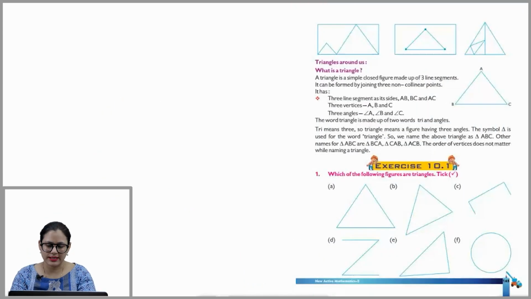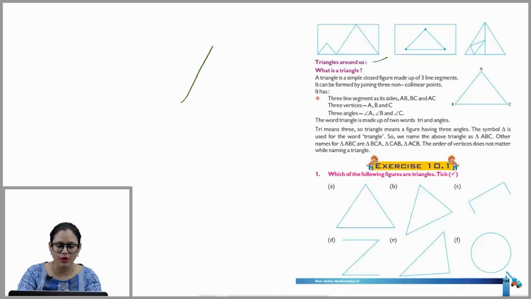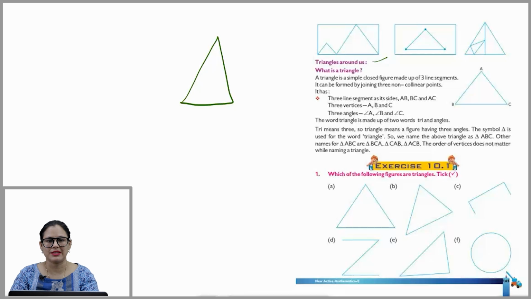Triangles around us. What is a triangle? A triangle is a simple closed figure made up of 3 line segments. It can be formed by joining 3 non-collinear points. Non-collinear points means points which are not in the same line, right? It has 3 line segments as its sides, AB, BC and AC, right? 3 vertices, A, B, C, and 3 angles, angle A, angle B and angle C.